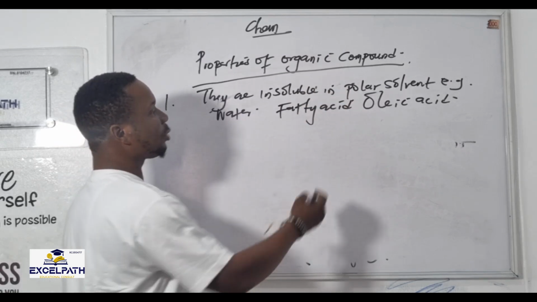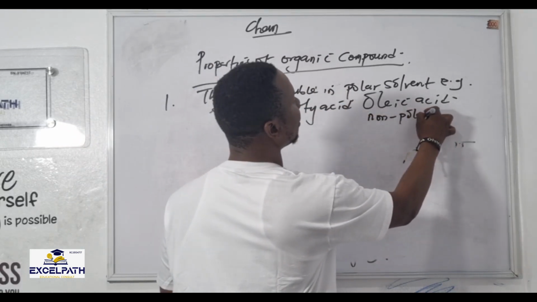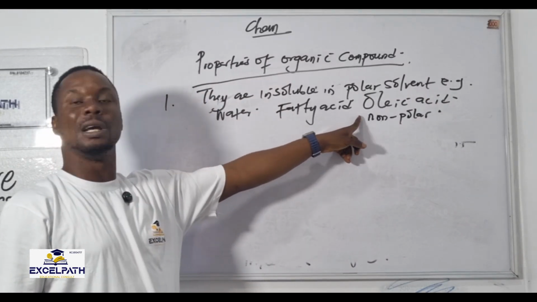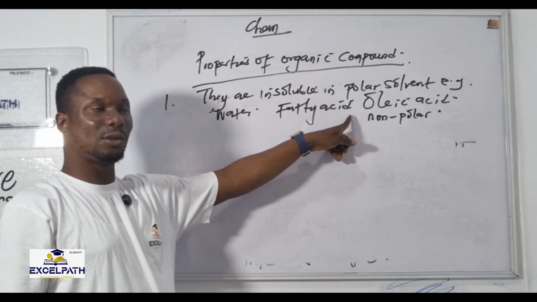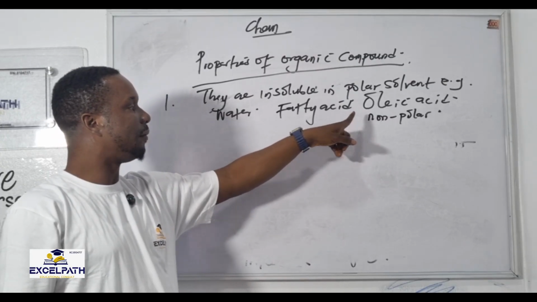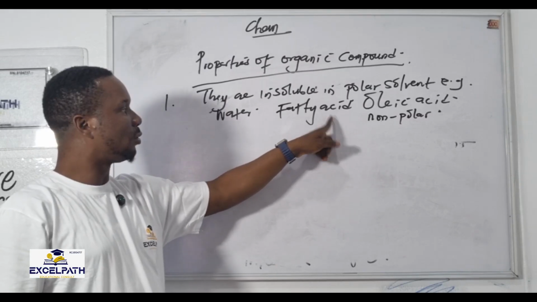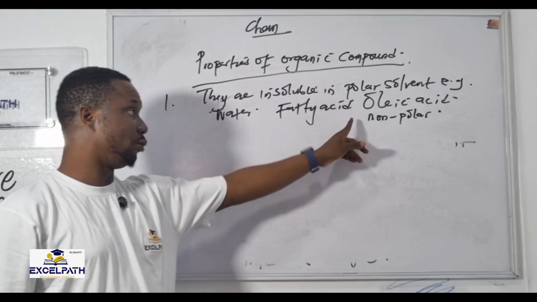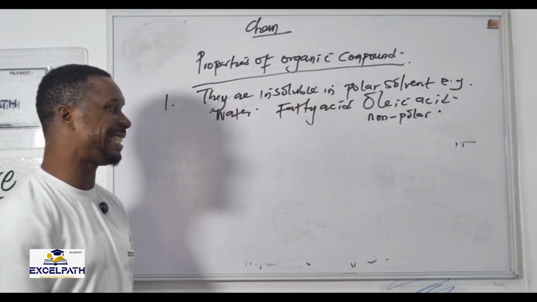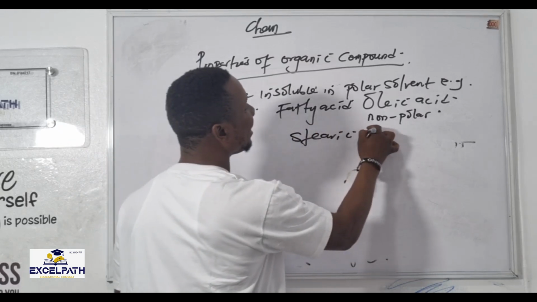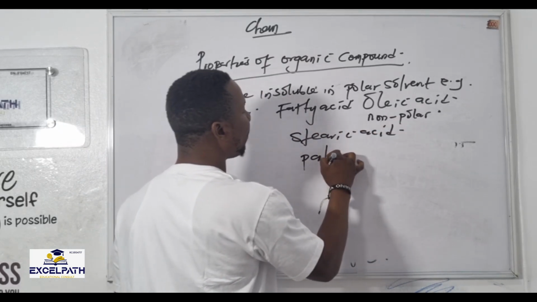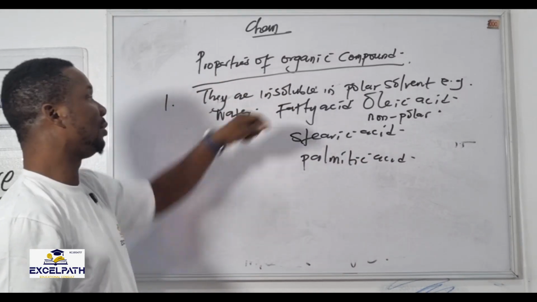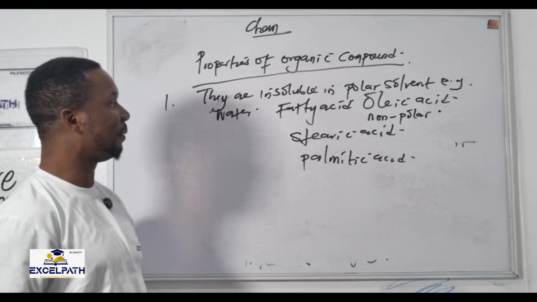And it shows that oleic acid is non-polar. We should know that oleic acid is a fatty acid classified as an unsaturated fatty acid, and it's gotten from plants. Almost all plant fatty acids are unsaturated, and they are very good. Unlike saturated fatty acids, like stearic acid and palmitic acid. All these are examples of organic compounds. They cannot dissolve in water, so they are insoluble in water.